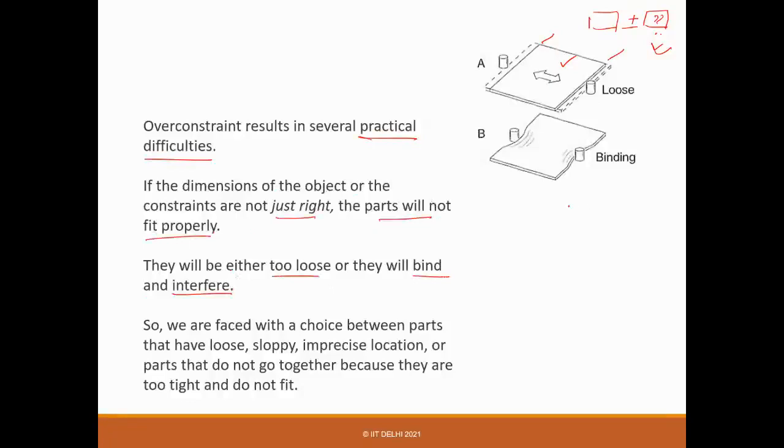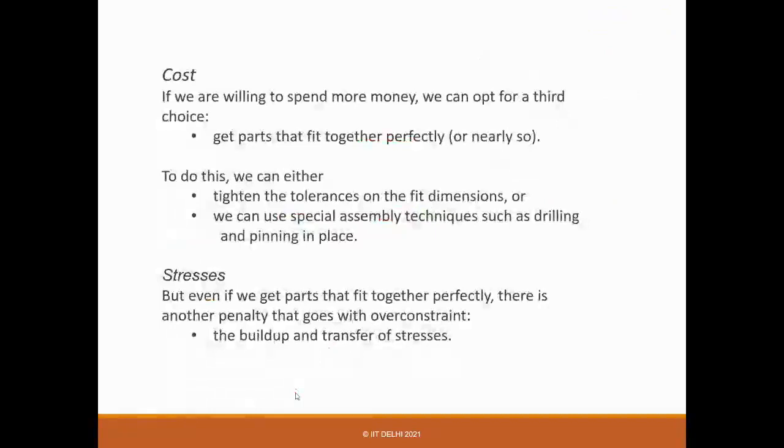So I think it is explained here precisely. We are faced with a choice between parts that have loose, sloppy, or imprecise location, or parts that do not go together because they are too tight or do not fit, right? So these are the practical limitations. And what it leads to, one is the cost. How?